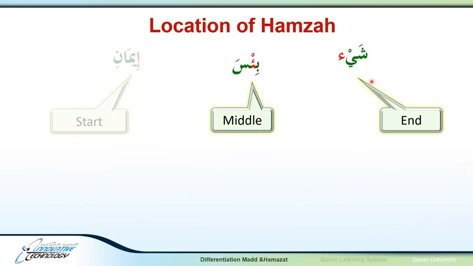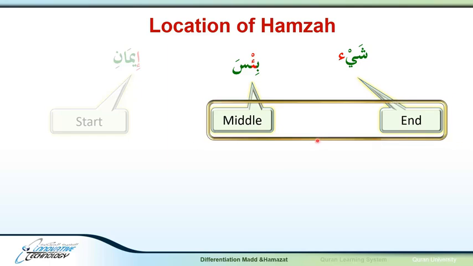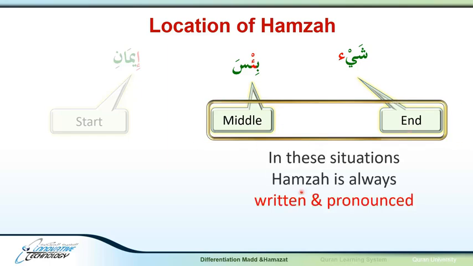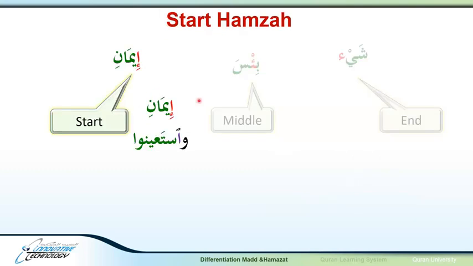Till now, we have covered two situations where the hamza is at the end and where the hamza is at the middle of the word. And there is one more situation to be discussed, which is where the hamza is at the start of the word. We had started with the middle and the end because those two situations share a common fact that the hamza in them is always written and pronounced. While in the situation where the hamza is at the start, we're going to illustrate a bit of difference by giving two examples, iman and wasta'inu.